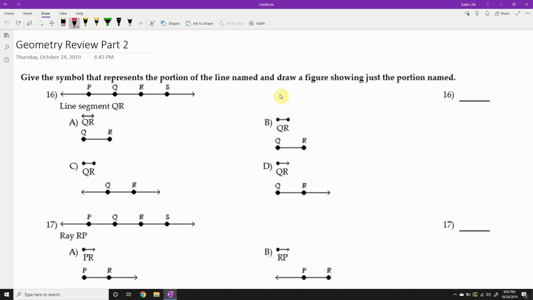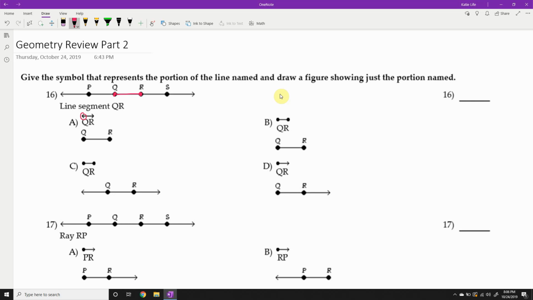Alrighty, welcome back. We are going to pick up with number 16 of our geometry review. Our directions are: give the symbol that represents the portion of the line named and draw a figure showing just the portion named. Line segment QR. Line segment QR would mean that endpoint for Q, the portion of the line in between, and that endpoint for R. So we're essentially looking for that symbol above QR.